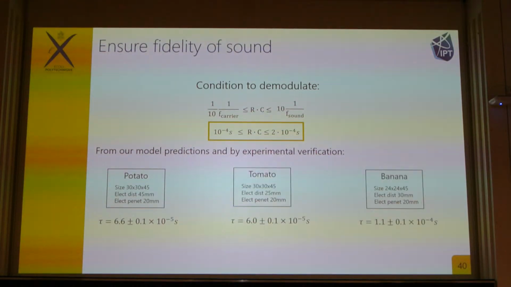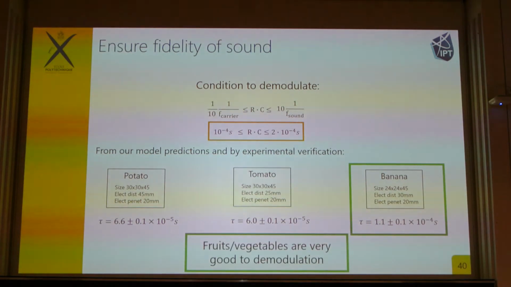These are our 3 best results for different fruits or vegetables. We can actually see that the banana is the best one, but the other 3 are not bad. So this is what we get in the end: fruits and vegetables are very good to demodulate the signal. And this is where we can use the fruits and vegetables.